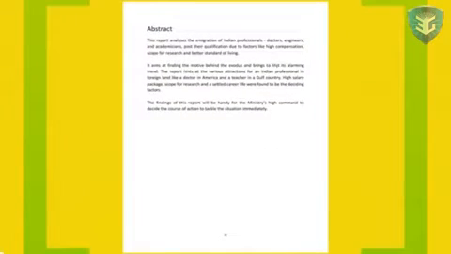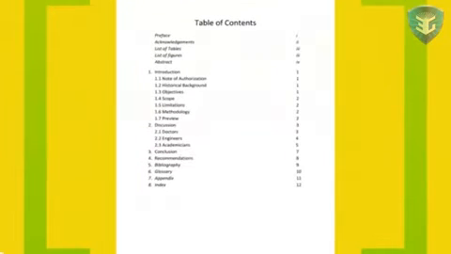After this comes the abstract. It states in brief the idea behind the report, what it aims at, and how it will be beneficial for the organization. Following this is the table of contents. It enlists all the elements in the report in a sequential order along with their page numbers.